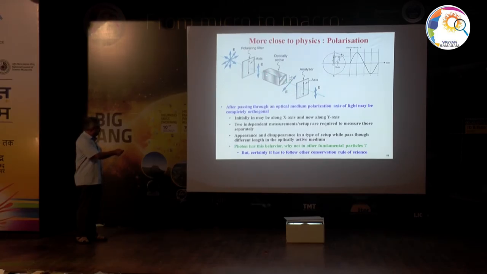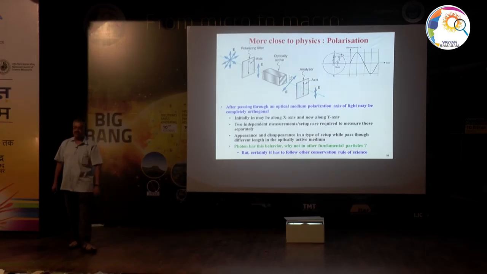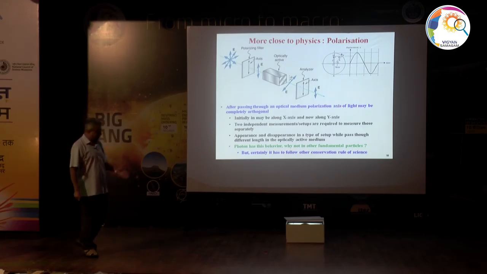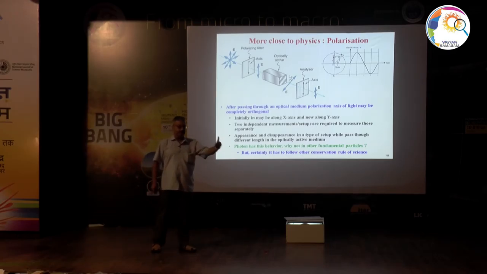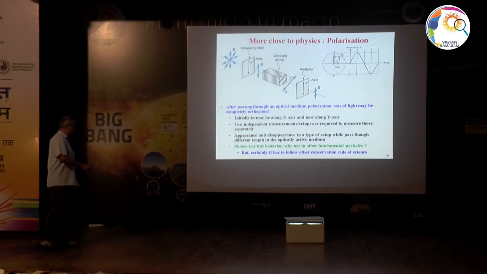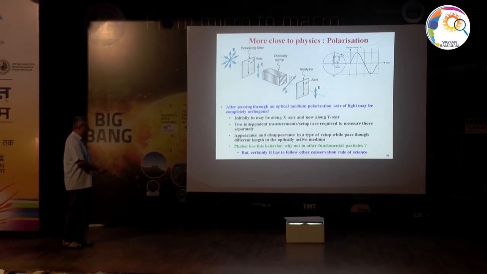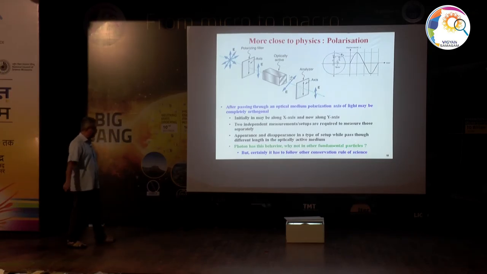Now if I increase the optically active medium to double the length, the light rotates back again to the same polarization state, and in the same instrument I will see my light again. That means when the neutrino oscillates, we say that after that distance it becomes an electron type neutrino again. So this is the appearance and difference in the type of setup when passing through different lengths of optically active medium. The light has this behavior, so why not any other fundamental particles?